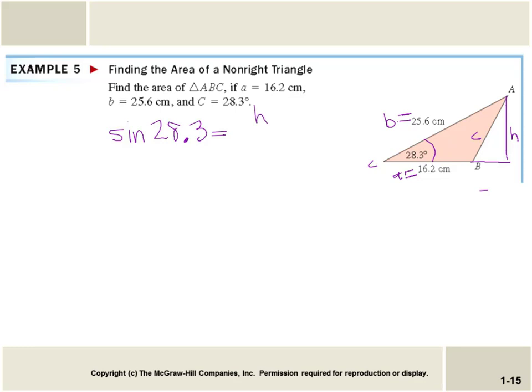H makes my opposite. Okay. Because now I have a right triangle. Until I have a right triangle, I can't use those rules. Okay, so H over 25.6. Yes. And then you get 25.6 sine 28.3 equals H.